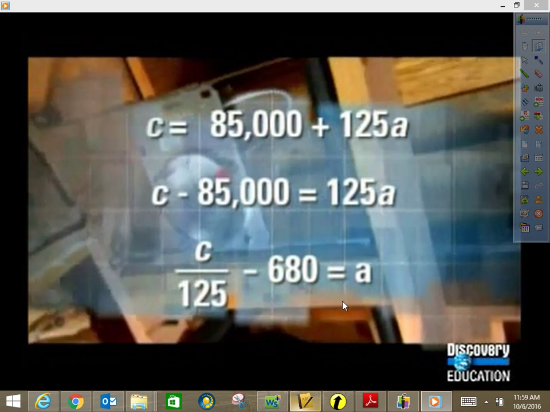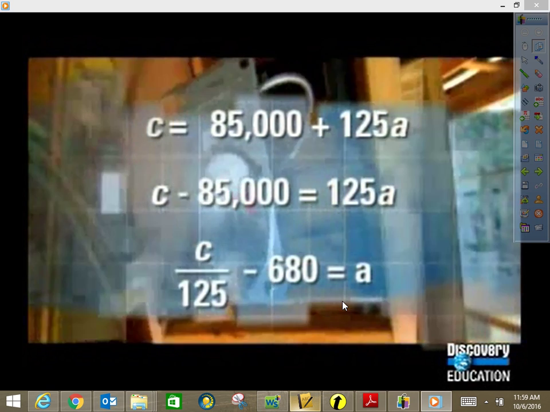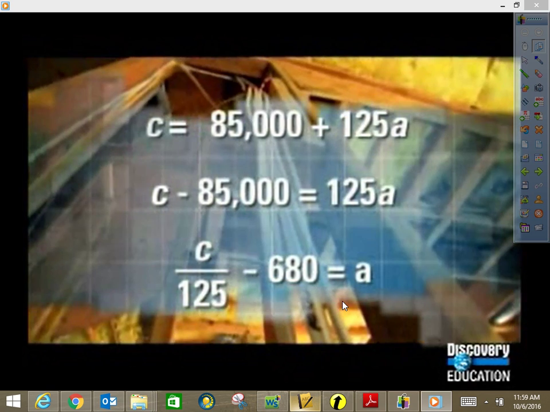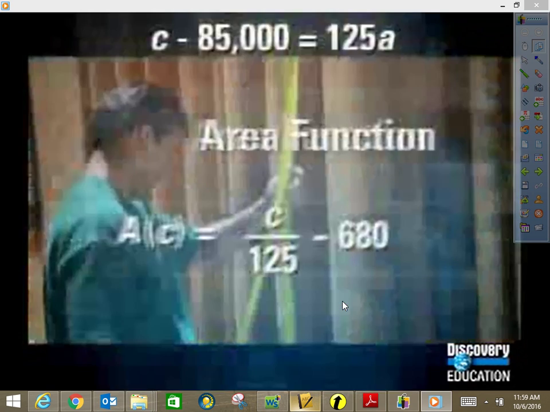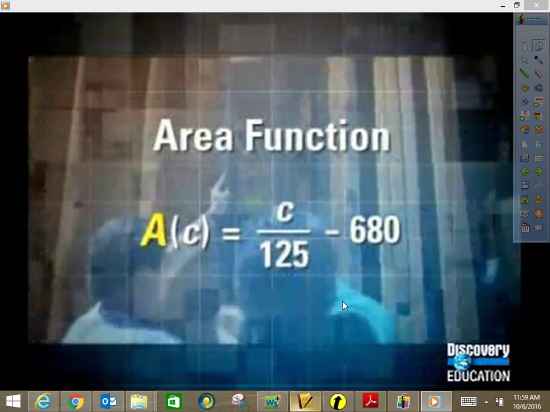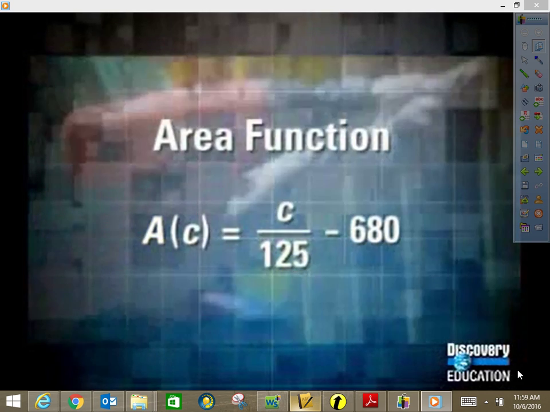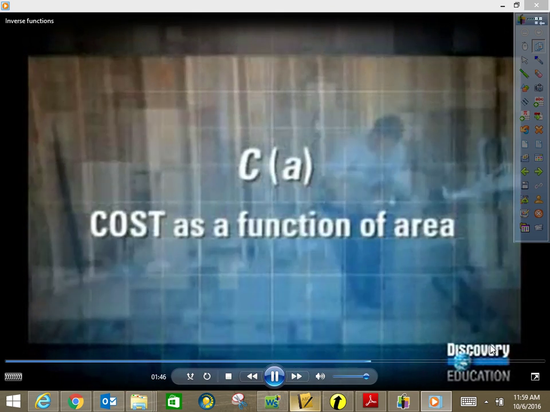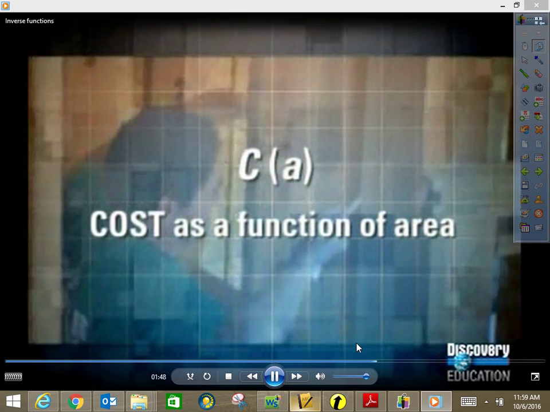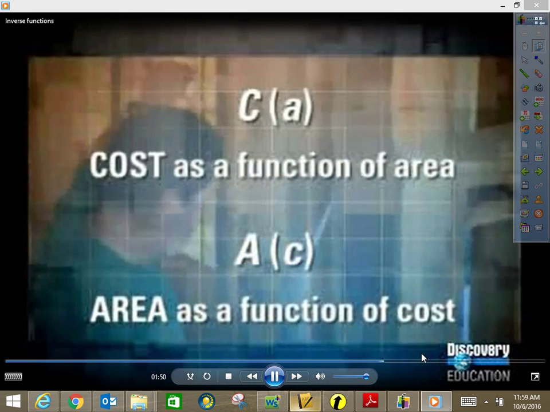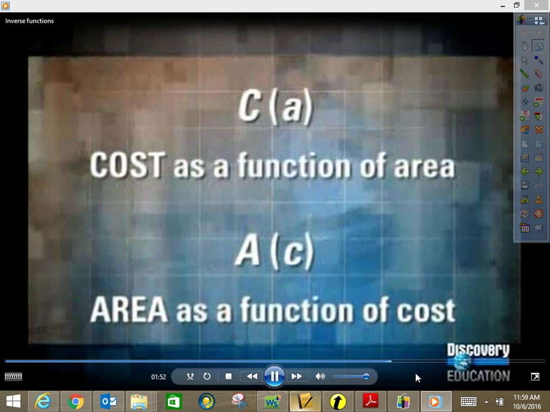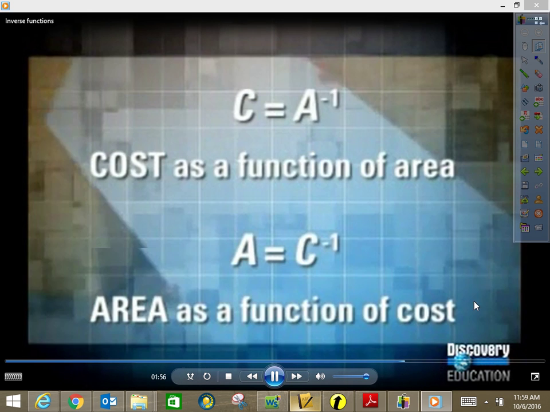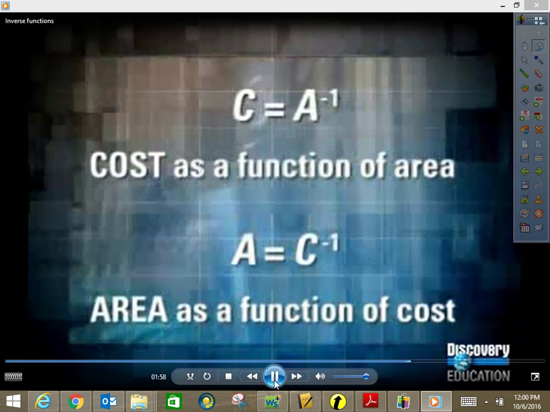Finally, divide both sides by 125. This now gives us area as a function of cost. We can call this function the area function, noted with a capital A. The cost function and the area function are inverses. C of A will tell us the cost of a home with a given area, while A of C will give us the area for a given cost. Inverse functions are represented like this, with a superscript of -1 on the function name.